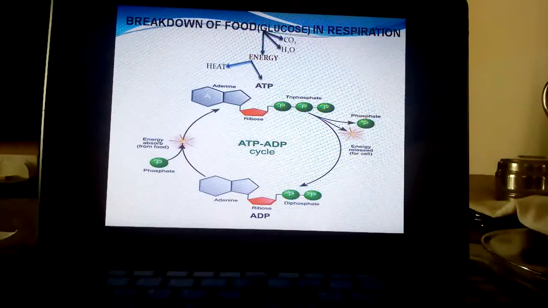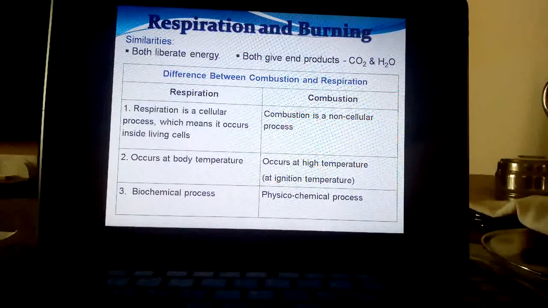When will the energy levels come down? When the energy is utilized for an activity. So you have learned that any activity where energy is utilized is called what activity? Anabolic process. Now you understood? In anabolic process, energy is utilized. In catabolic process, energy is released. Is that clear? Now we are moving to the differences between respiration and burning.